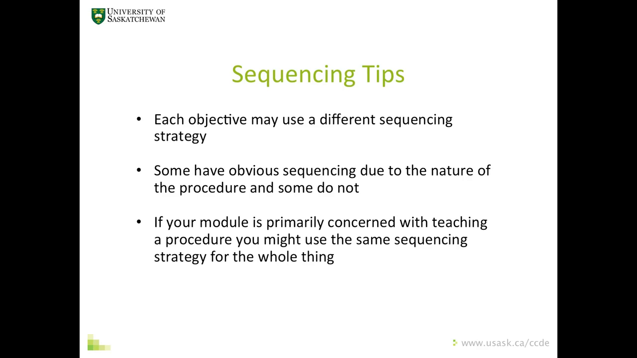Some have an obvious sequencing, the nature of procedure and things like that. Some really don't have an obvious way of sequencing them. So you're just going to do your best to try and figure out what the most logical sequence would be for the topics and for the content that you're trying to get across. If your module is primarily concerned with teaching a procedure, that tends to make things a lot easier. There's usually a sequence of steps that you want to take. So sometimes those polytechnical type of courses are easier to sequence, but certainly not always.